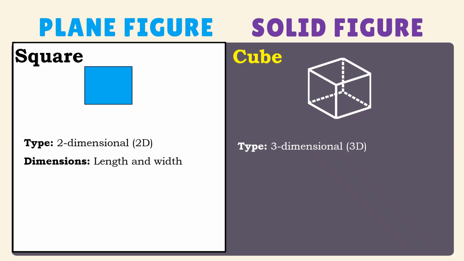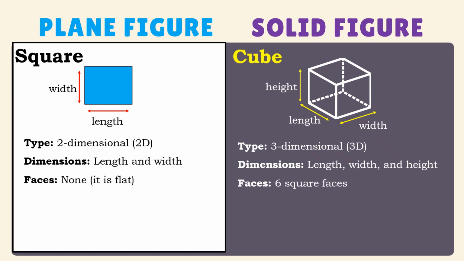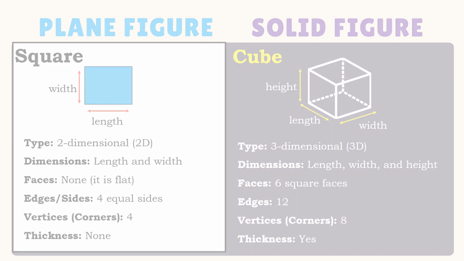The dimensions of a square are length and width, while the dimensions of a cube are length, width, and height. A square has no faces because it is flat, while a cube has 6 square faces. A square has 4 sides or edges, while a cube has 12 edges. A square has 4 vertices or corners, while a cube has 8 vertices or corners. A square has no thickness, while a cube has thickness or height.